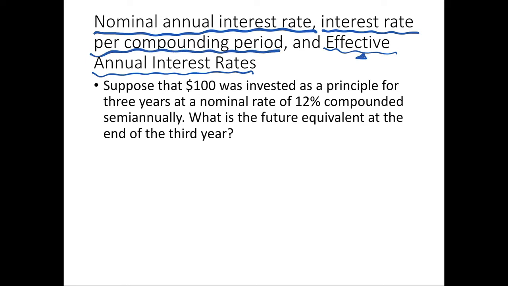Okay, so what is the difference between these three concepts? Okay, let's take a look at this example. Suppose that you have $100 invested as a principal for 3 years at a nominal interest rate of 12%, compounded semi-annually. So your R is 12% and compounded semi-annually.